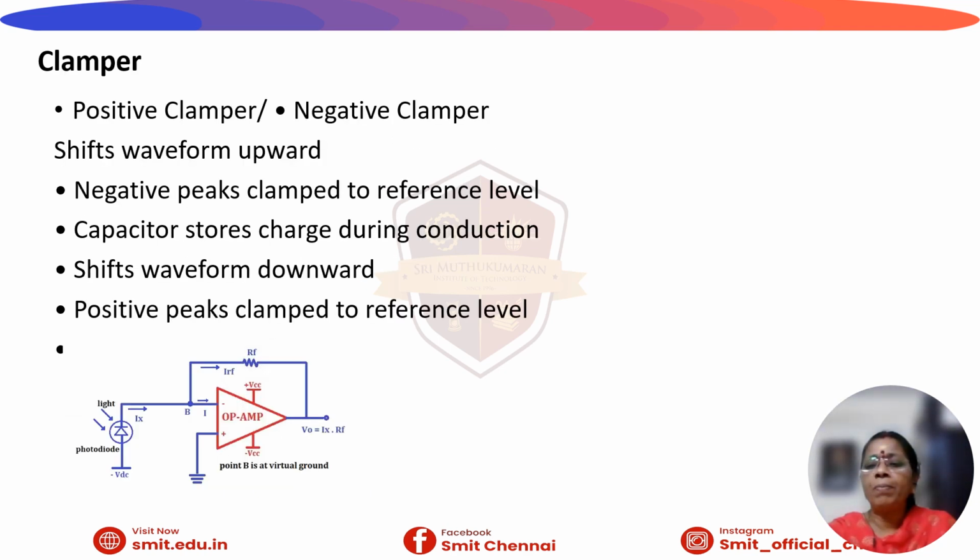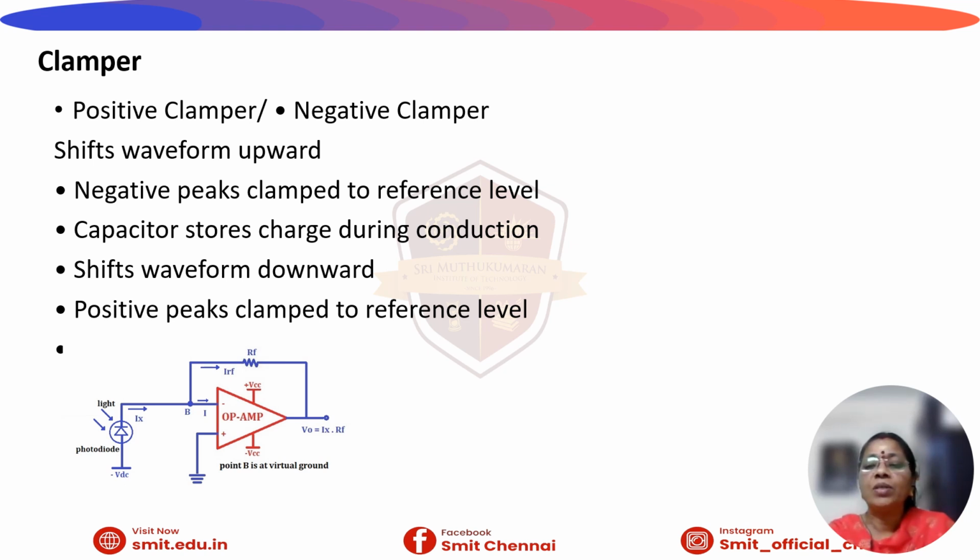An op-amp clamper is a circuit used to add a specific DC offset to an AC signal, effectively shifting the entire waveform up or down without changing its shape. Unlike the passive diode clampers, the op-amp version eliminates the standard 0.7 volt drop, which makes it suitable for low voltage precision signals. The types of op-amp clampers are mainly positive and negative clamper.